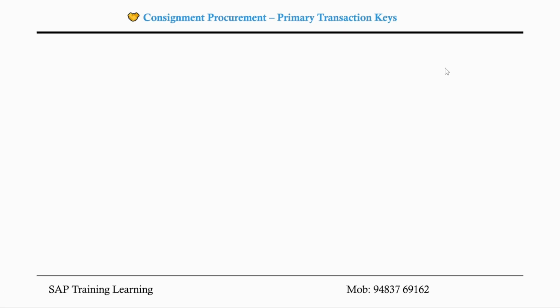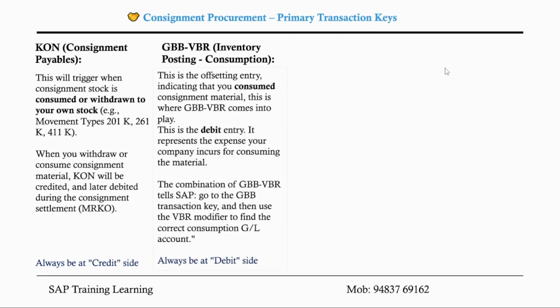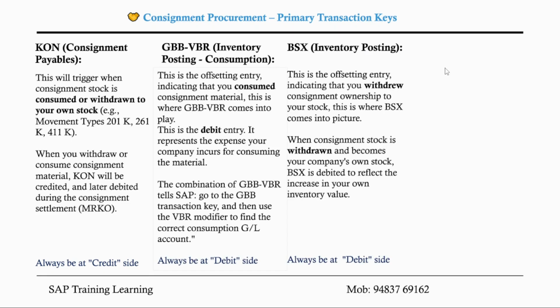The transaction keys and accounting entries in the consignment process. It's very tricky, and if you understand it, it's very easy to register in our mind. Okay, let's start understanding. There are some important transaction keys when it comes to consignment procurement.